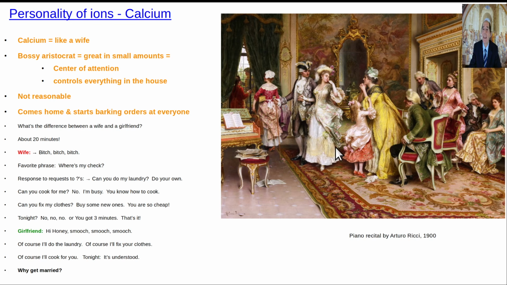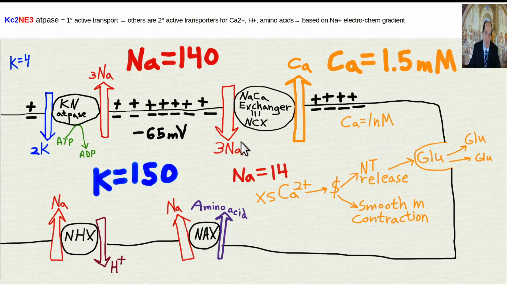Anyways, be that as it may, the point of this slide was calcium is the boss. It's Mama. She's not reasonable. She comes in and she demands the cell do whatever that cell does. If it's a neuron, it releases its neurotransmitter. If it's a pancreatic beta cell, it releases insulin. If it's a vascular smooth muscle cell, it'll contract. So here is the example of calcium comes into the cell, neurotransmitter is released like glutamate in a neuron. All right, that's how normal cells work.